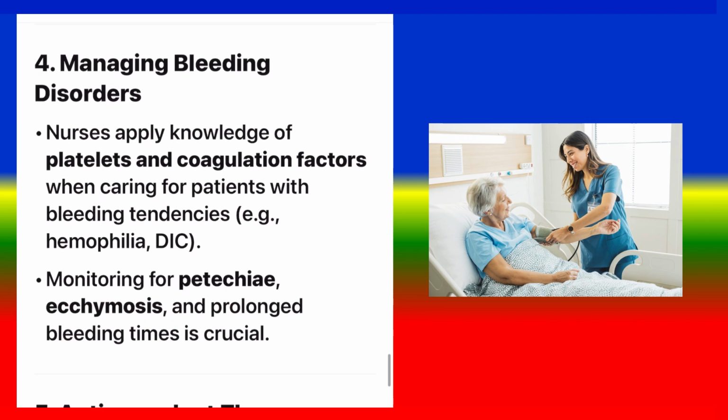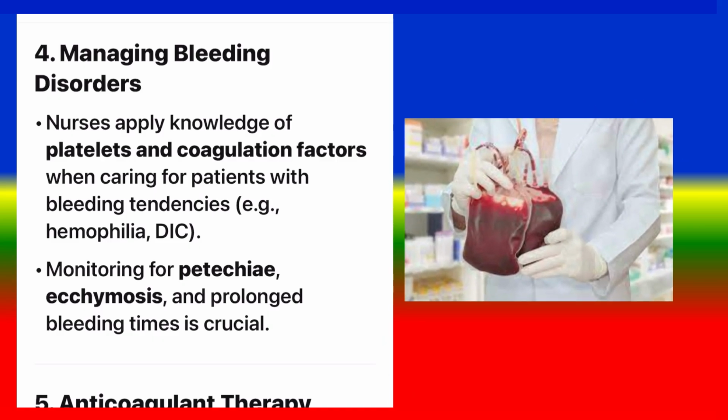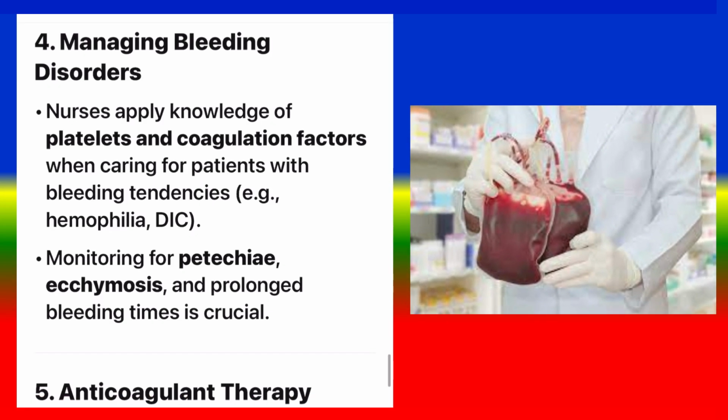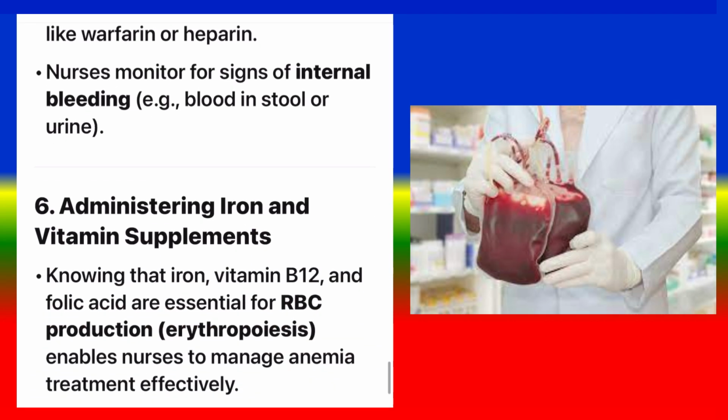4. Managing bleeding disorders. Nurses apply knowledge of platelets and coagulation factors when caring for patients with bleeding tendencies, e.g., hemophilia, DIC. Monitoring for petechiae, ecchymosis, and prolonged bleeding times is crucial. 5. Anticoagulant therapy monitoring. Understanding PT, INR, and APTT helps nurses assess effectiveness and safety of anticoagulant drugs like warfarin or heparin. Nurses monitor for signs of internal bleeding, e.g., blood in stool or urine.